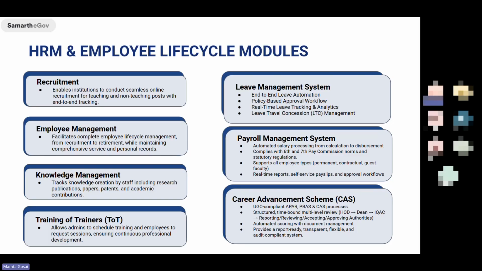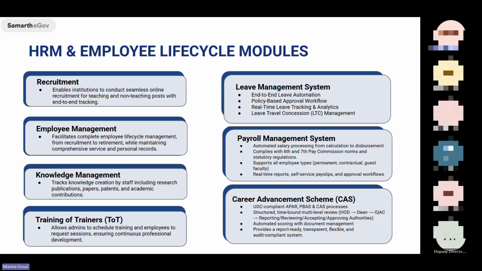Then comes the CAS, that is Career Advancement Scheme. If the institution wants to do promotions through Samarth, that can be done through the CAS module that we have. It is UGC compliant. APAR, PBAS and CAS processes are available in the system. Structured and time-bound multi-level review is also there. For example, the application might first go to the HOD, then the Dean, and then the IQAC. That way, structured hierarchy or multi-level reviews are available in the CAS module. These are the screenshots of the employee lifecycle related modules that I just covered.